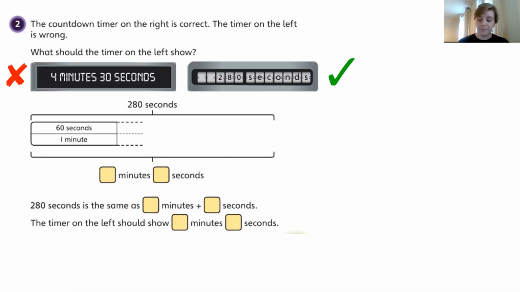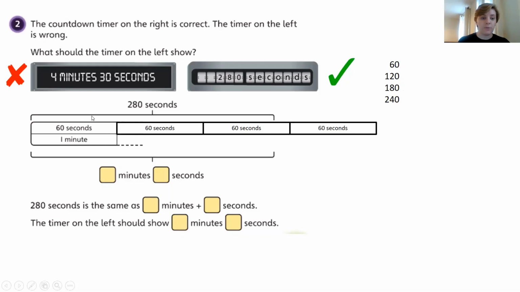Okay, let's have a look. So I started by working out how many bars of 60 seconds I would need to draw to make it up to 280. So 60, 120, 180, 240, that's as close as I can get to 280. So I drew all of those. So I've got 60 seconds, another 60 seconds, another 60 seconds, and another 60 seconds. That takes me to 240 seconds.